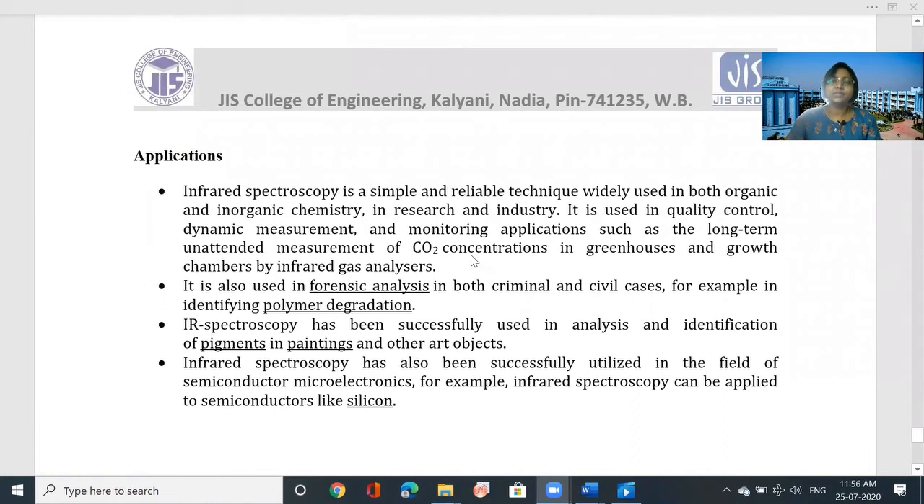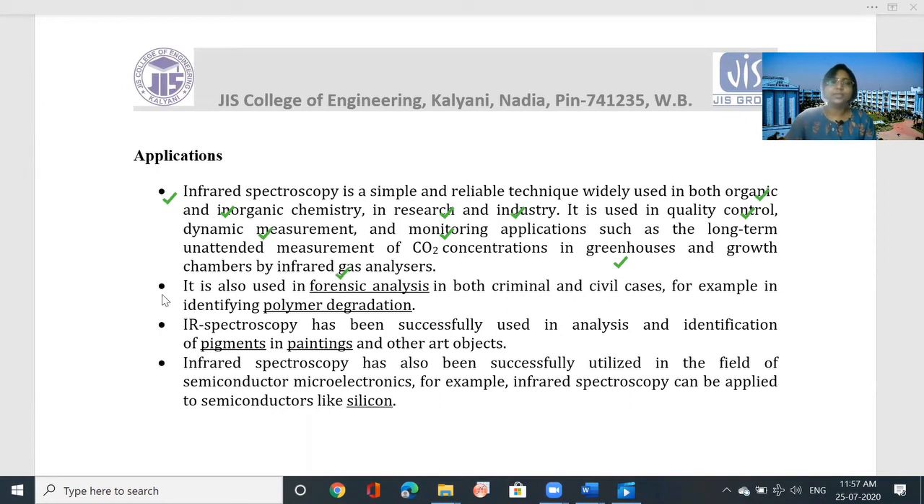So if I summarize the applications, what are those? Number one, infrared spectroscopy is a simple and reliable technique widely used in both inorganic and organic chemistry, in research and industry. It is used in quality control, dynamic measurement, and monitoring applications such as long-term unattended measurement of CO2 concentrations in greenhouses and growth chambers by infrared gas analysis.